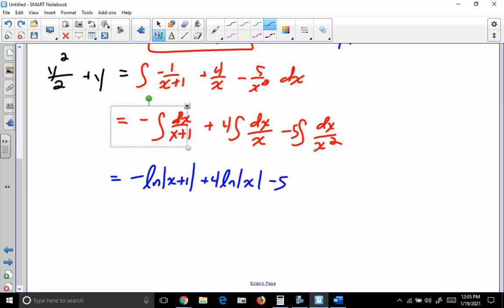For the last one, we can rewrite this. This is not du over u. If we take the derivative of this, it's 2x, not dx. So we could rewrite this as x to the negative 2 dx, and that's just the power rule. So we would integrate that into x to the 1 bigger power over that power, and then plus c.